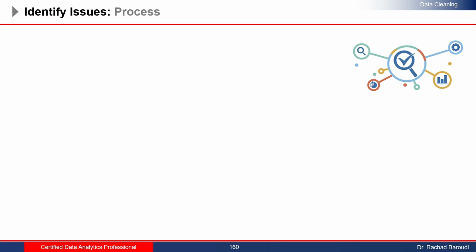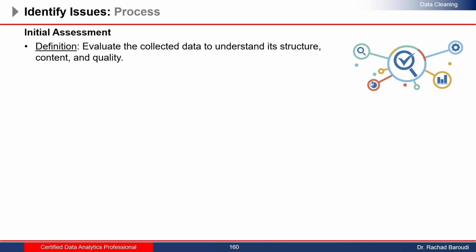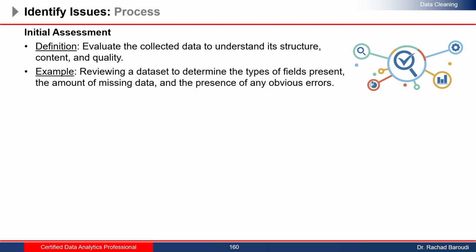Identifying issues, what is the process? First, we have to do an initial assessment to evaluate the collected data to understand the structure, content, and quality by scanning, by reading. Example, reviewing a dataset to determine the types of fields present, the amount of missing data, and the presence of any obvious errors.